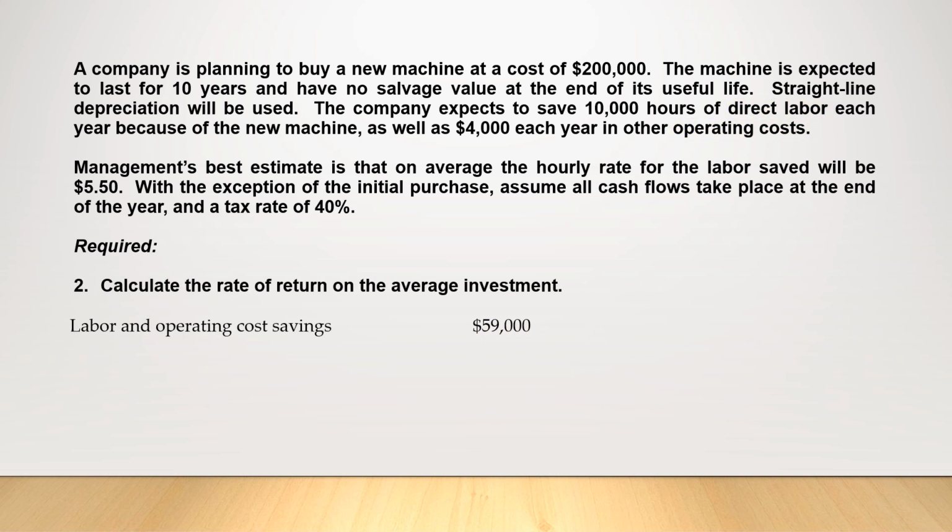However, when calculating accounting net income, we need to include non-cash costs or expenses. In particular, we need to include the machine's depreciation expense. This machine has a $200,000 cost, a 0 salvage value, and an estimated 10-year life using straight-line depreciation. So its depreciation is $20,000 a year. Net the cost savings with the additional depreciation expense, and the net savings will be $39,000 a year.